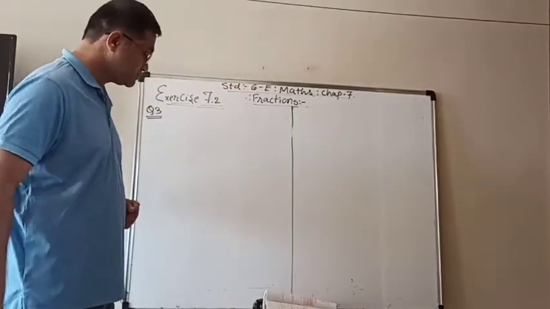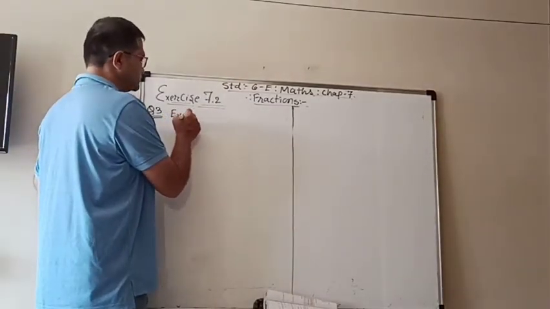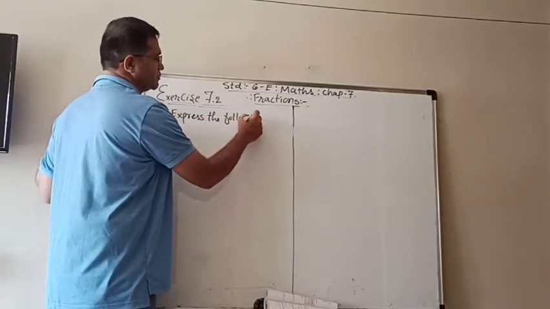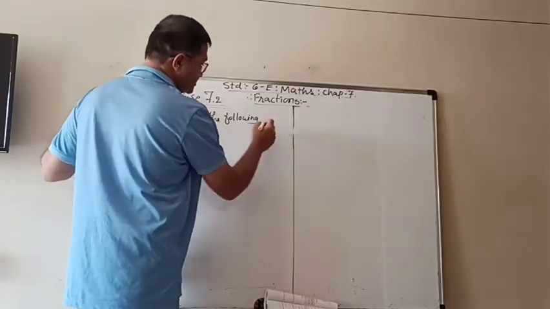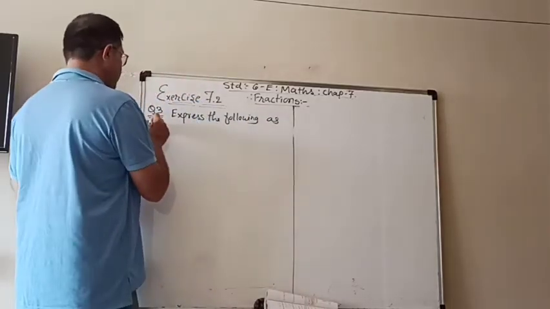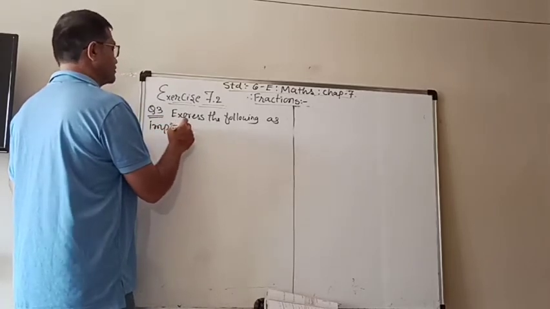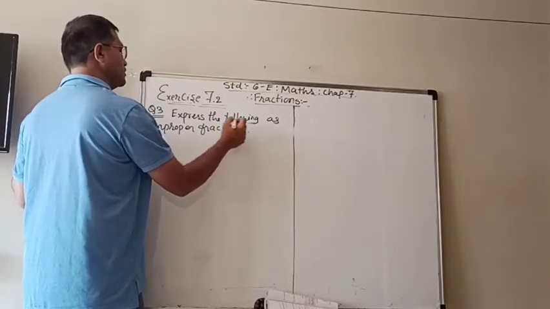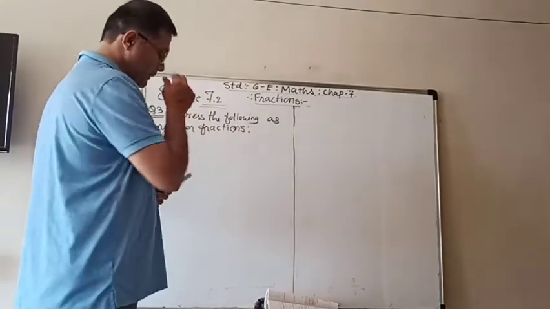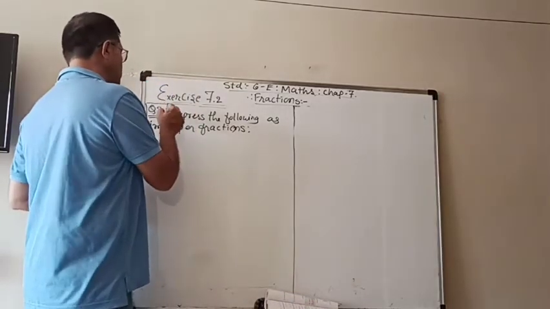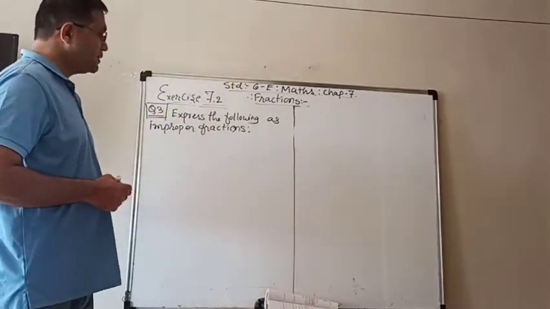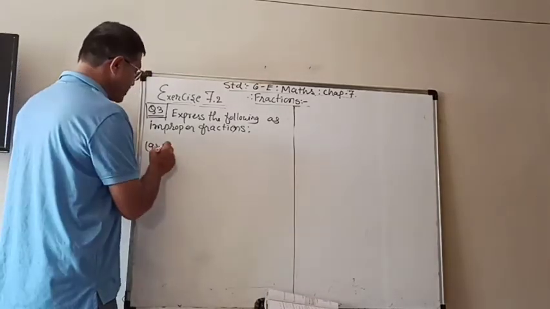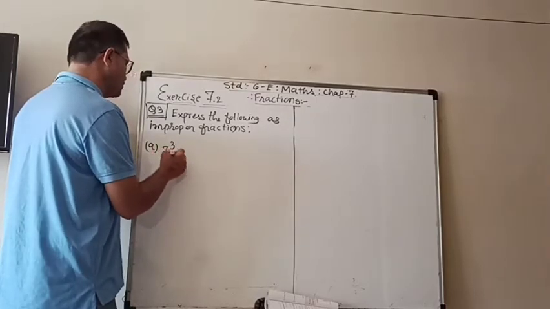Now question number 3. Express the following as improper fractions. So here the mixed fractions are given and we have to express them as improper fractions. First one, 7 integer 3 upon 4.